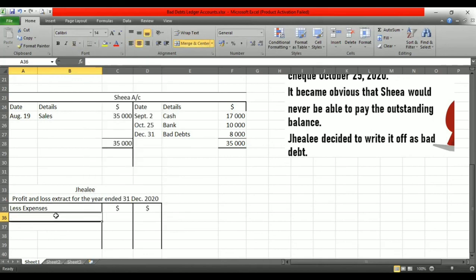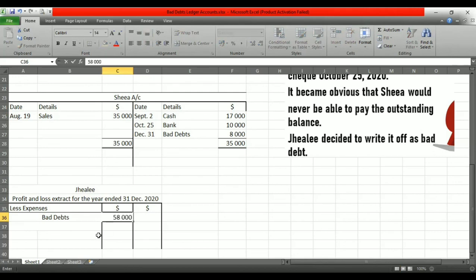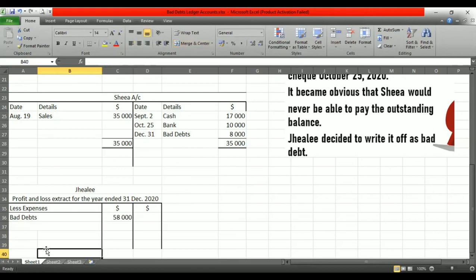Less expenses, and the expense that we're entering is bad debts. We're showing how we actually treat the bad debt in the profit and loss account. And the value, the total value of bad debt for the period is $58,000. And we have completed those two examples.